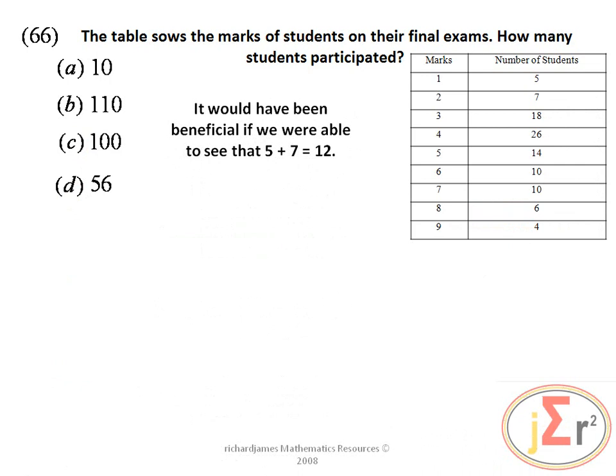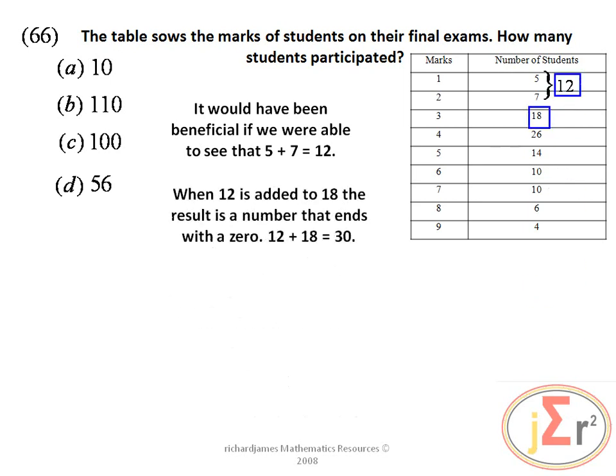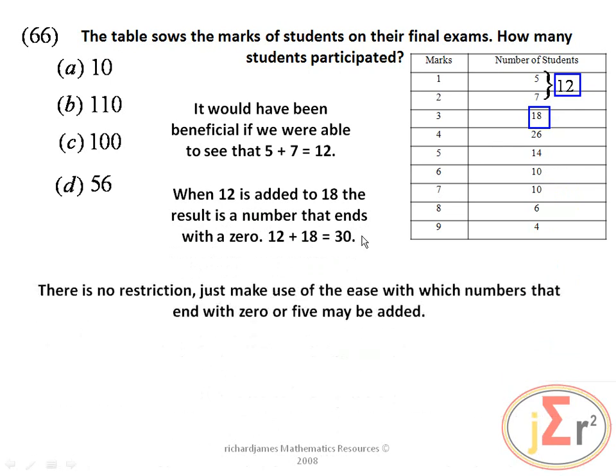It would have been beneficial if we were able to see that 5 plus 7 is equal to 12. And then the 12 combined with the 18 would have given 30. So we could have taken another approach. As long as we try to see that we can be systematic about it, adding numbers that will generate an answer that ends with a 5 or a 0, that makes life a lot easier. So there is no restriction. Just make use of the ease with which numbers that end with 0 or 5 may be added.